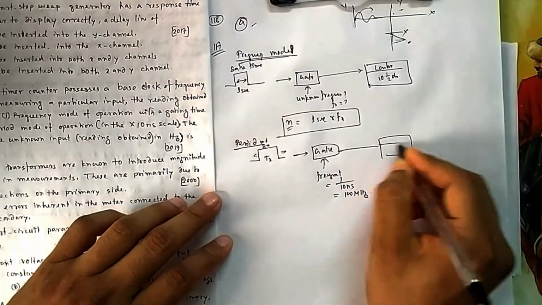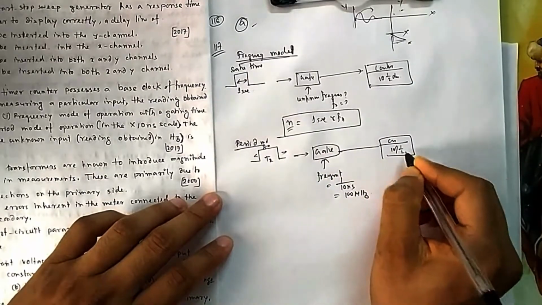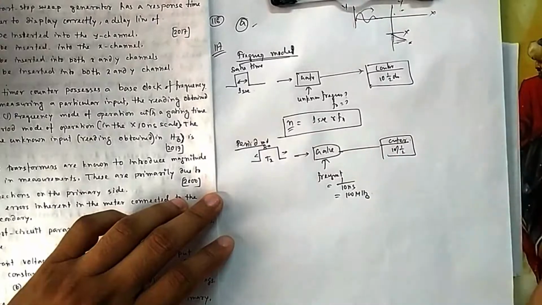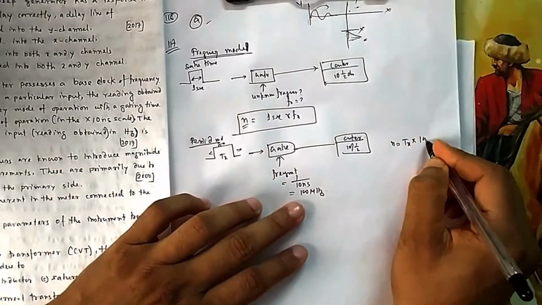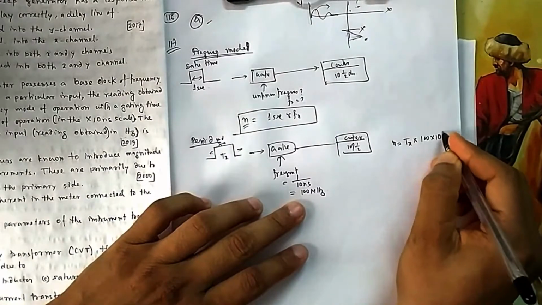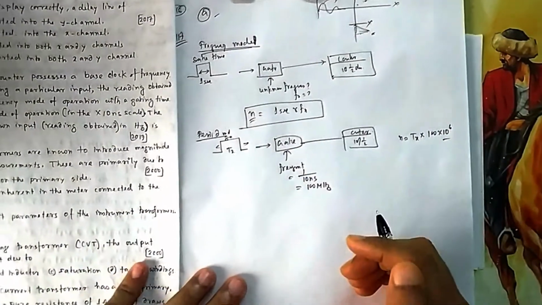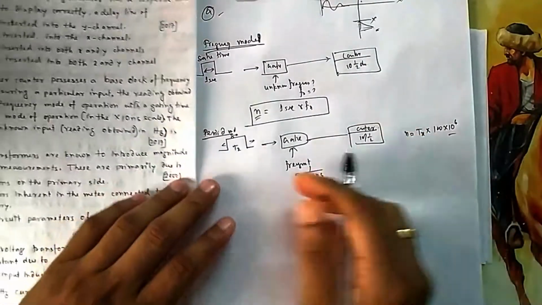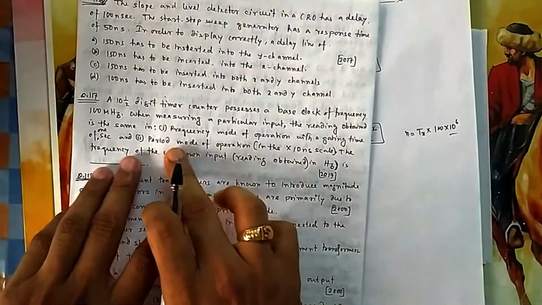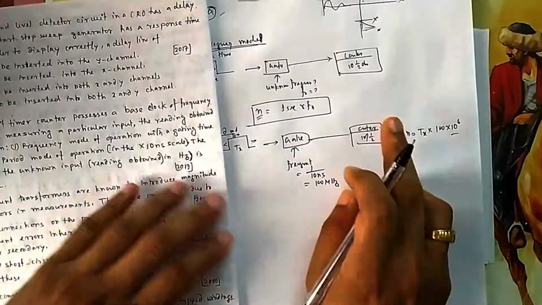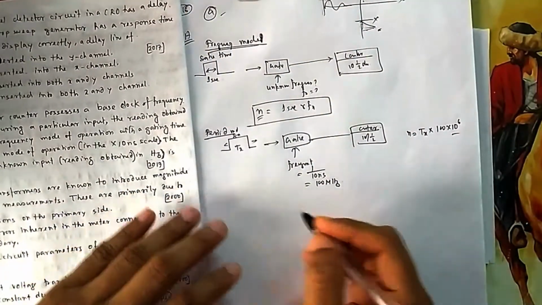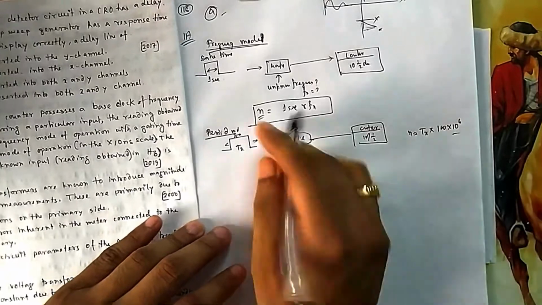So again here, counter, here again 10.5 display, here it is again counter. So again here n will be equal to this time into how much frequency you are sending, 100 into 10 to the power 6. Both these readings are equal. So they are saying that both the readings are same. This is given: the readings obtained are same in 1 and 2. So whatever counter is counting here, same counter is counting here also. So that means this is equal to this.